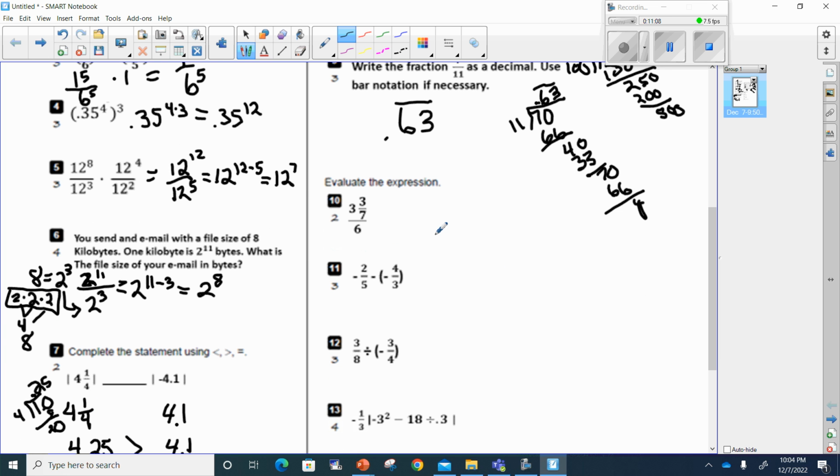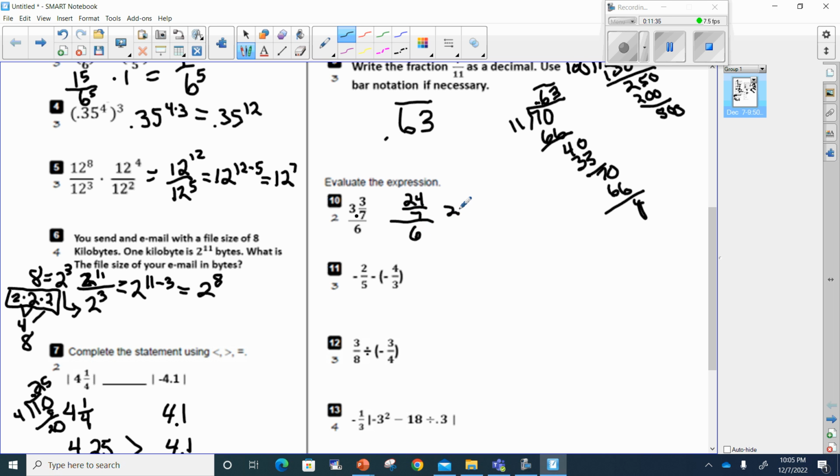All right, evaluate the expression. I know this one here, I've got to take a fraction and divide it by a whole number. So this is a mixed number and a whole number. I'm going to have to go around the world. 7 times 3 is 21. 21 plus 3 is 24. So this is really 24 over 7 divided by 6. Now I'll do keep, change, flip.